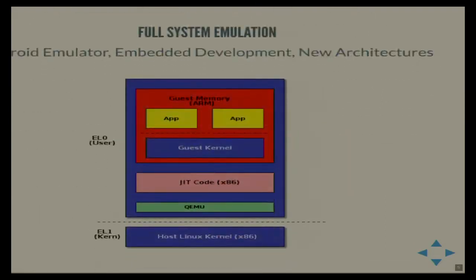So the second mode that we're talking about is full system emulation. So this is the sort of thing you'd see if you're running the Android emulator. Also, it's quite heavily used in embedded development, because it's often easier to debug stuff on an emulator than on the real hardware. And another use case for full system emulation is when you're bringing up new architectures. I think, in fact, RISC-V, before the hardware came out, one of the fastest ways of running RISC-V was under a Kwemu branch.